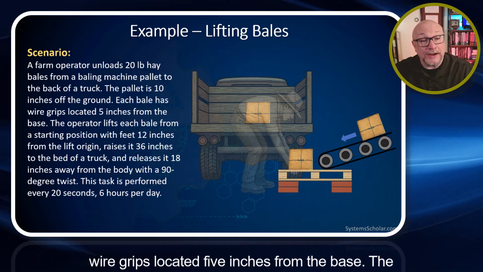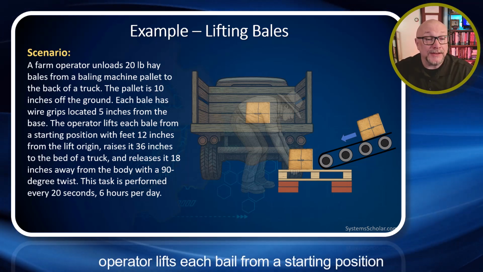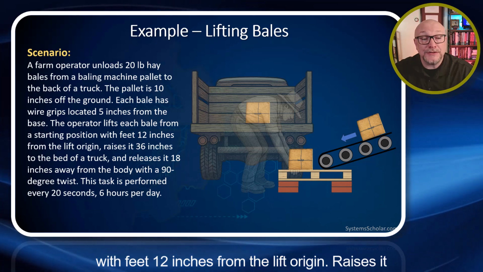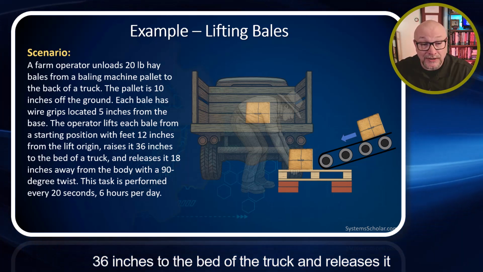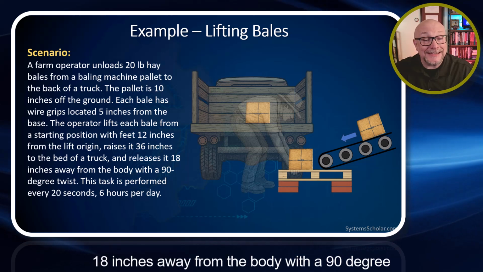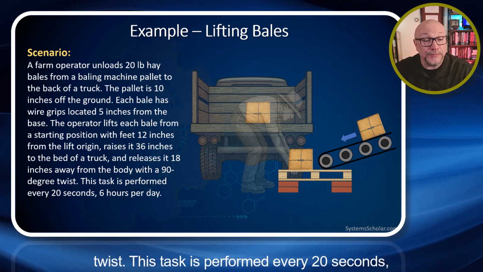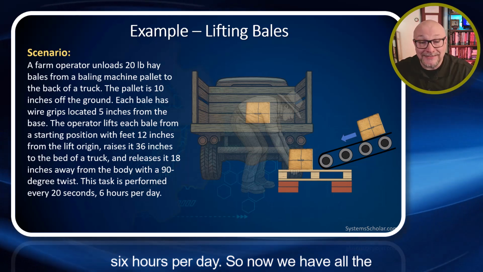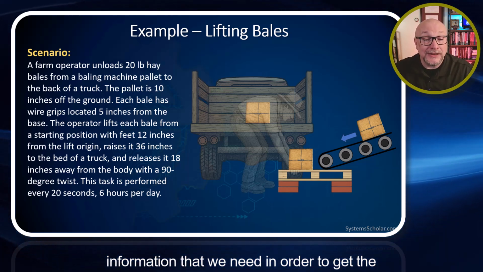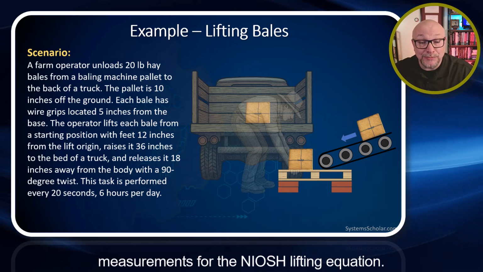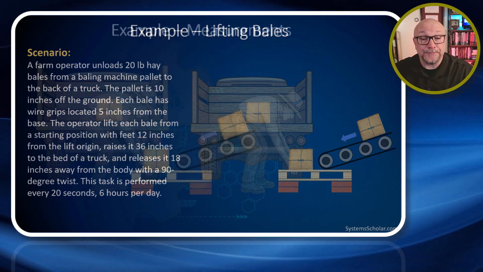Each bale has wire grips located 5 inches from the base. The operator lifts each bale from a starting position with feet 12 inches from the lift origin, raises it 36 inches to the bed of the truck, and releases it 18 inches away from the body with a 90-degree twist. This task is performed every 20 seconds, 6 hours per day. So now we have all the information that we need in order to get the measurements for the NIOSH lifting equation. So let's do that.